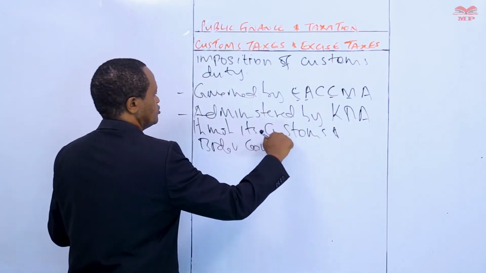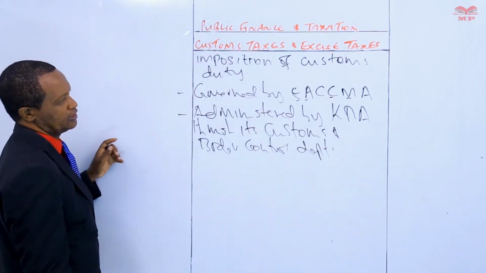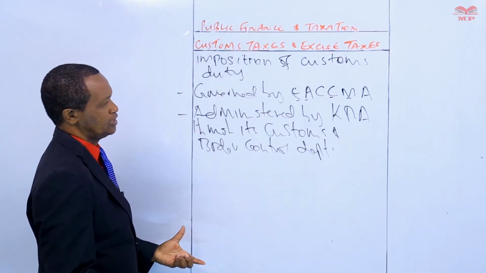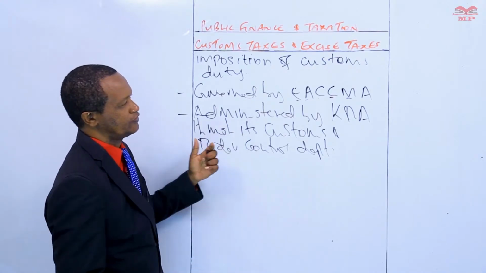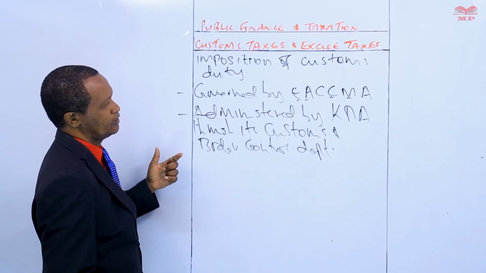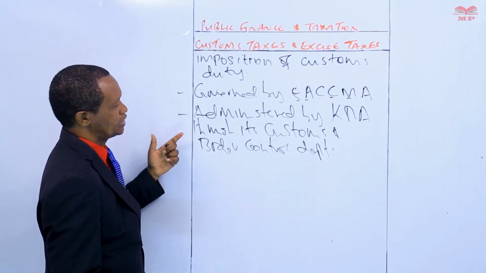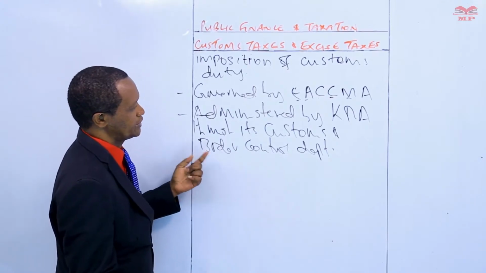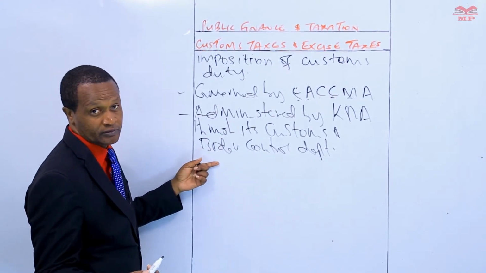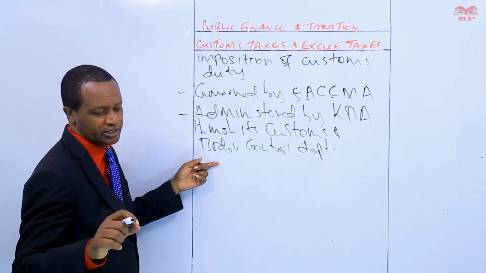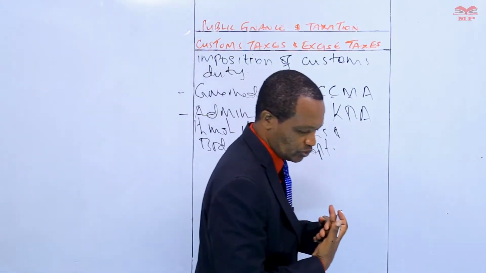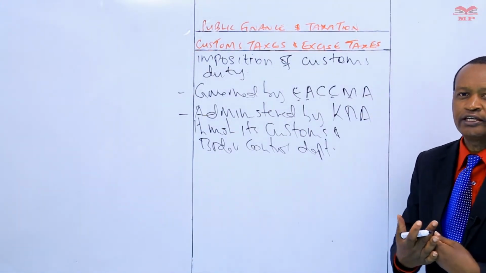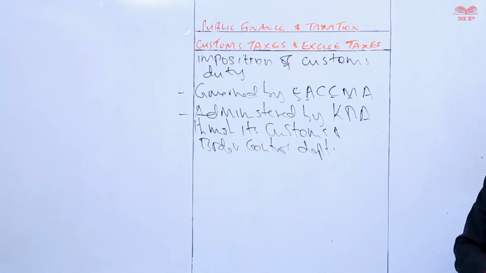The overarching framework, the laws that govern customs, we get from the East African Community Customs Management Act, but it is administered by KRA through its Customs and Border Control Department. Customs duty is levied on goods imported into Kenya, with the core objective being revenue collection for the government and the protection of domestic industries.